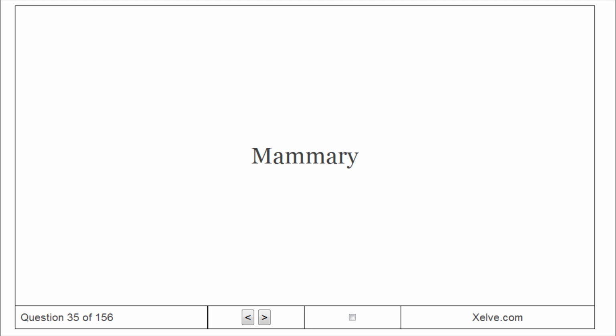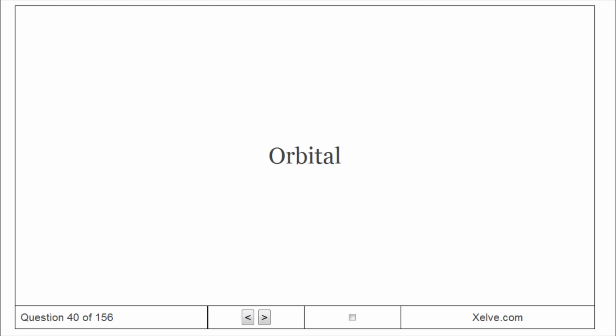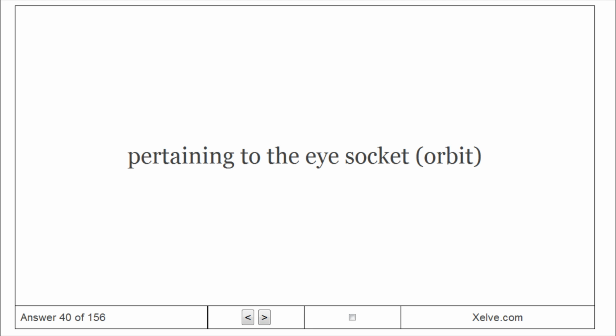Mammary: pertaining to the breast. Manus: pertaining to the hand. Mental: pertaining to the chin. Nasal: pertaining to the nose. Oral: pertaining to the mouth. Orbital: pertaining to the eye socket, orbit.